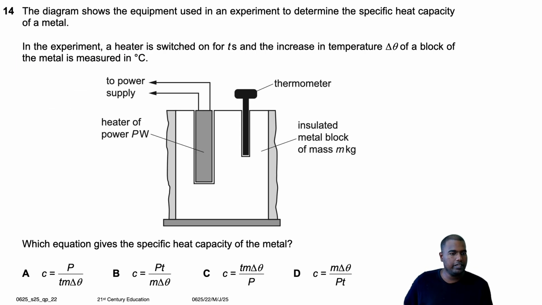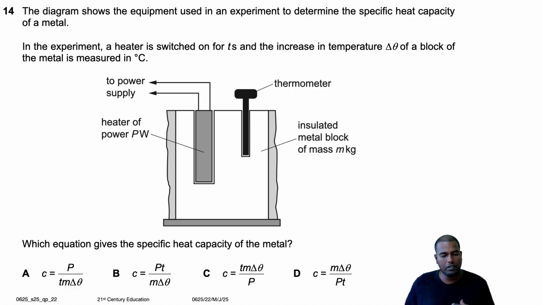The diagram shows the equipment used in an experiment to determine the specific heat capacity of a metal. In the experiment, a heater is switched on for time t seconds, and the increase in temperature, delta T, of the block of the metal is measured in degrees Celsius. Power supply, heater, thermometer, insulator, metal. Which equation gives the specific heat capacity of the metal?